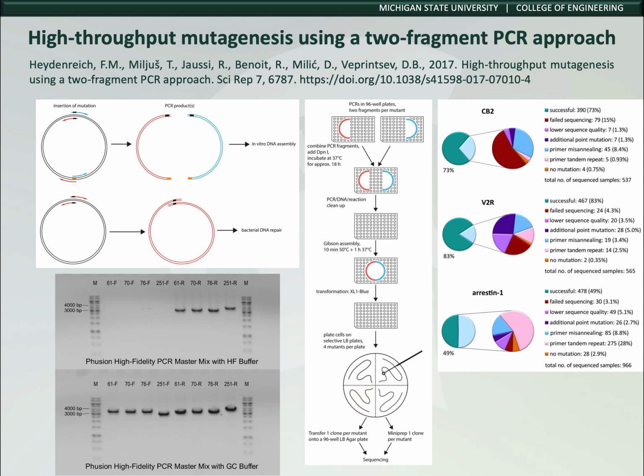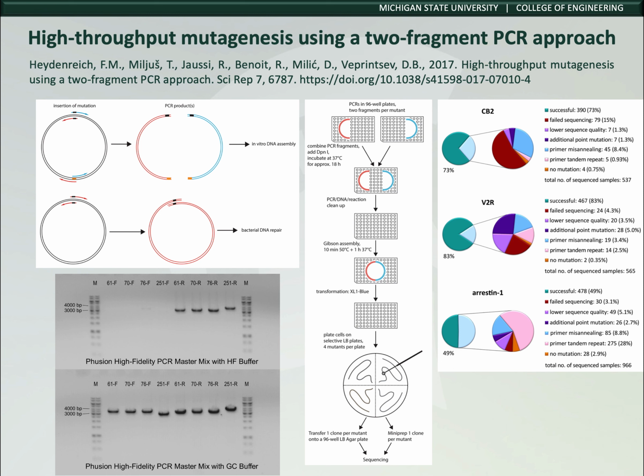They successfully generated complete alanine scanning libraries of the 2 GPCRs. For V2R, 83% of the colonies sent for sequencing had the right sequences, and CB2 had 73% of the colonies that had the right sequences. This lower efficiency of CB2 was due to the failed sequencing and the primer misannealing, resulting in large deletions.